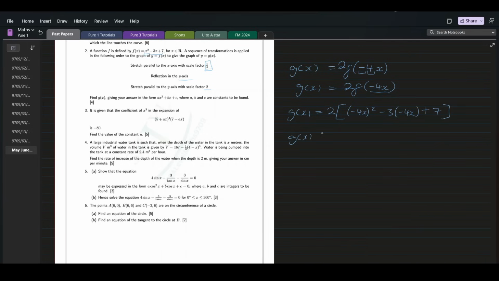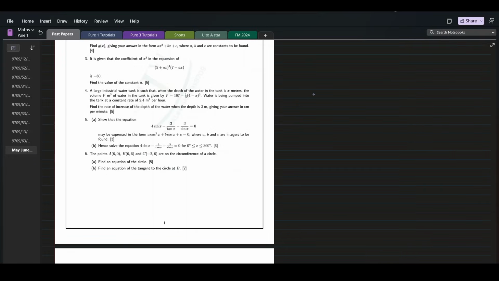So g of x is equal to 2, and then we've got negative 4x squared, which is 16x squared, plus that's 12x, plus 7. And now let's expand. So we get 2 times 16, which is 32x squared, 2 times 12x, that gives us 24x, and 2 times 7, which is 14. And this would be our final answer for question number 2. Let's move on to question number 3.